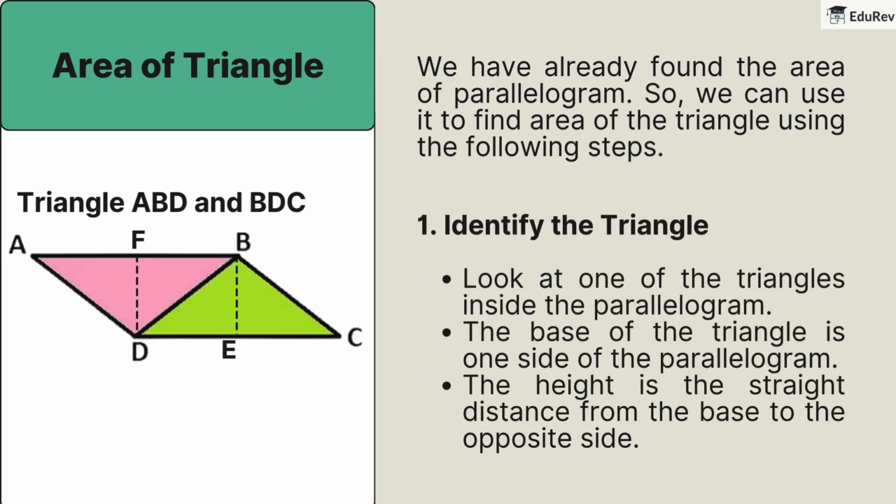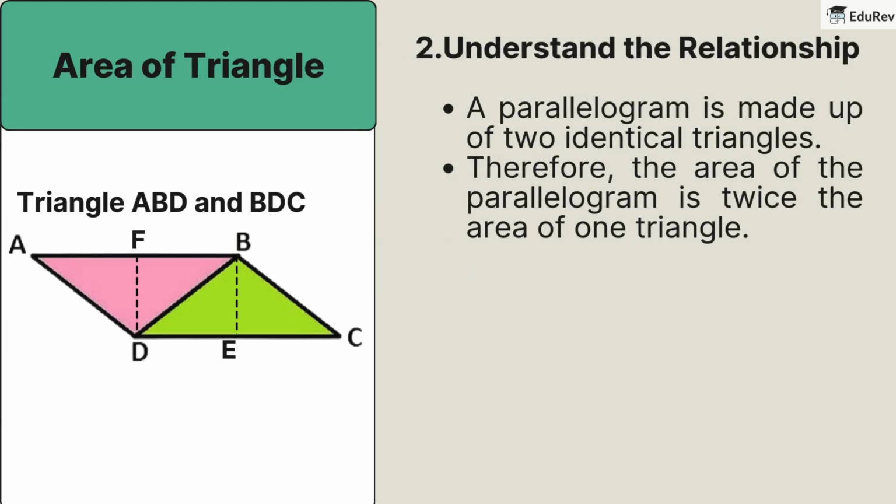First, identify the triangle. Look at one of the triangles inside the parallelogram. The base of the triangle is one side of the parallelogram. The height is the straight distance from the base to the opposite side. Second, understand the relationship. A parallelogram is made up of two identical triangles. Therefore, the area of the parallelogram is twice the area of one triangle.